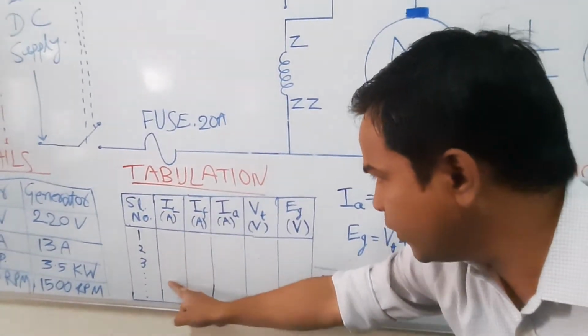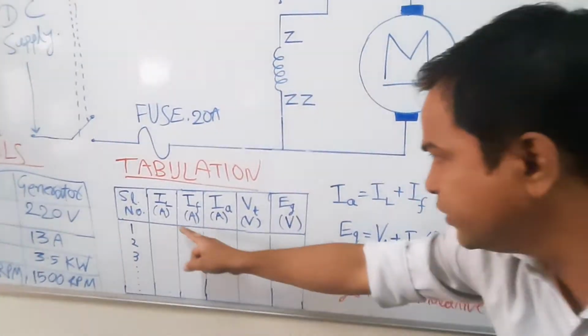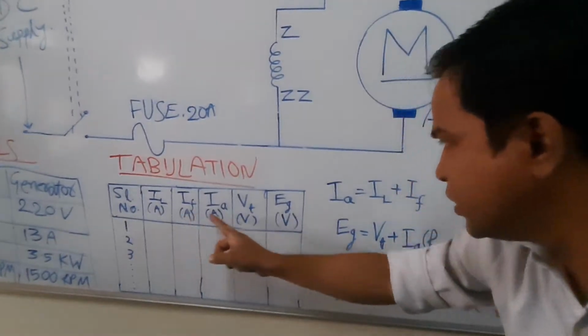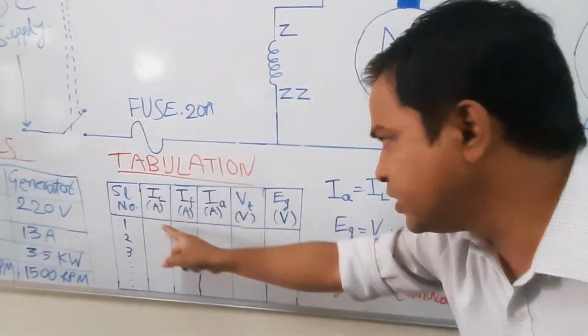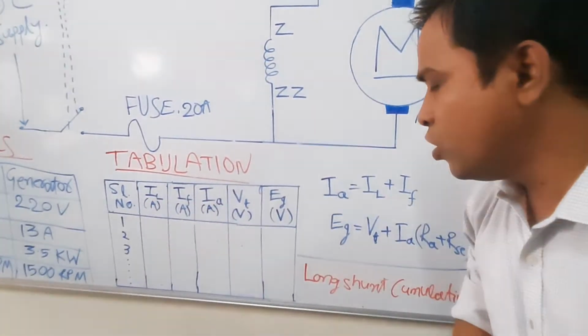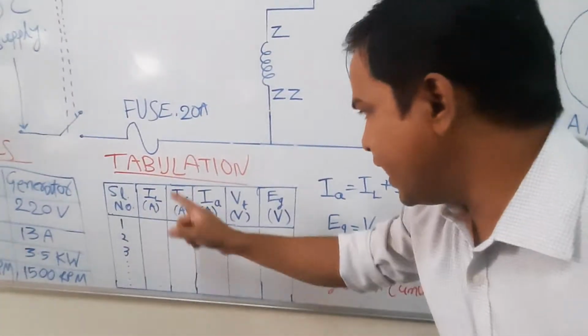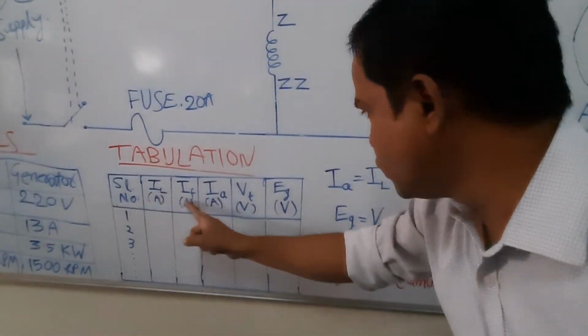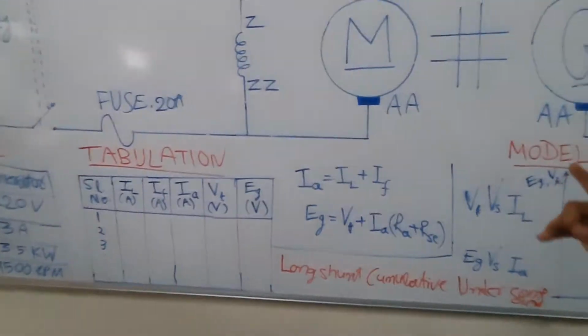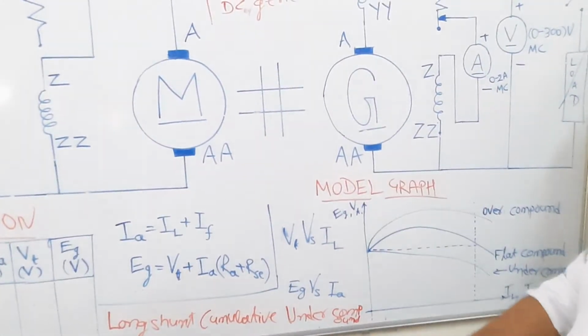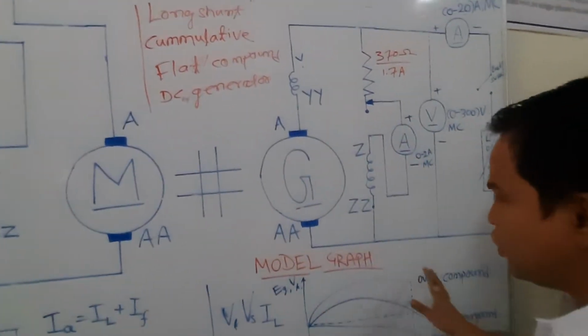I will note down all the values, and all these values will change: this IL will change, this IF is going to change, this VT is going to change. We are going to see in this experiment that as I am changing the load, this will change, and this will change. We are going to observe everything and note it down. Okay, next thing. So this is what we got from this one.